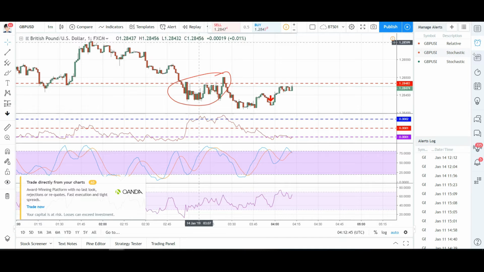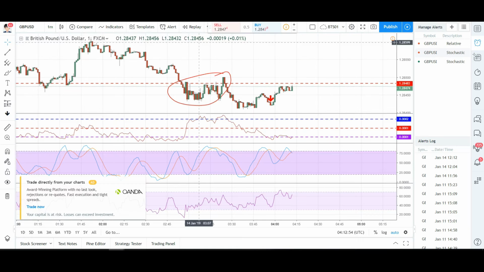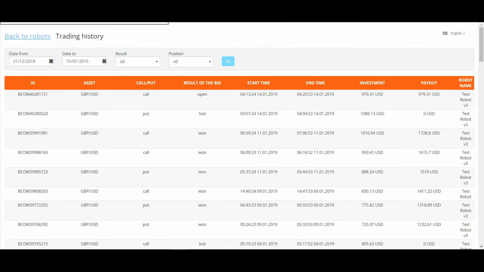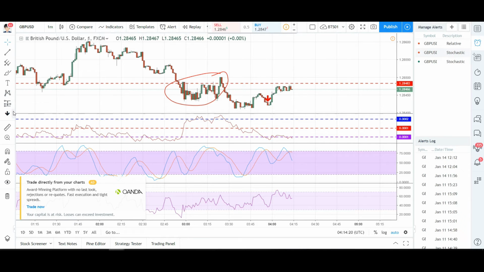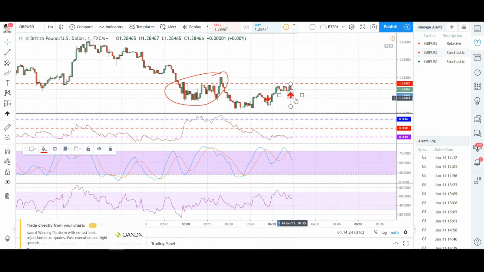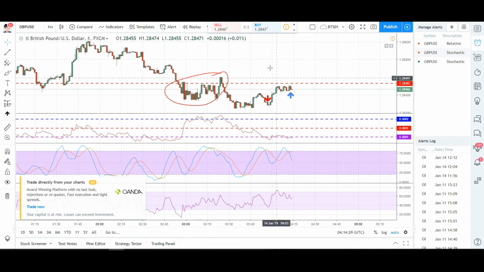Okay, so oh yes, got some movement. Alright, so we have a trade open, a call trade at 4:13, the meeting of the robot. Alright, so let's see how this trade goes. Hopefully it's a good one.